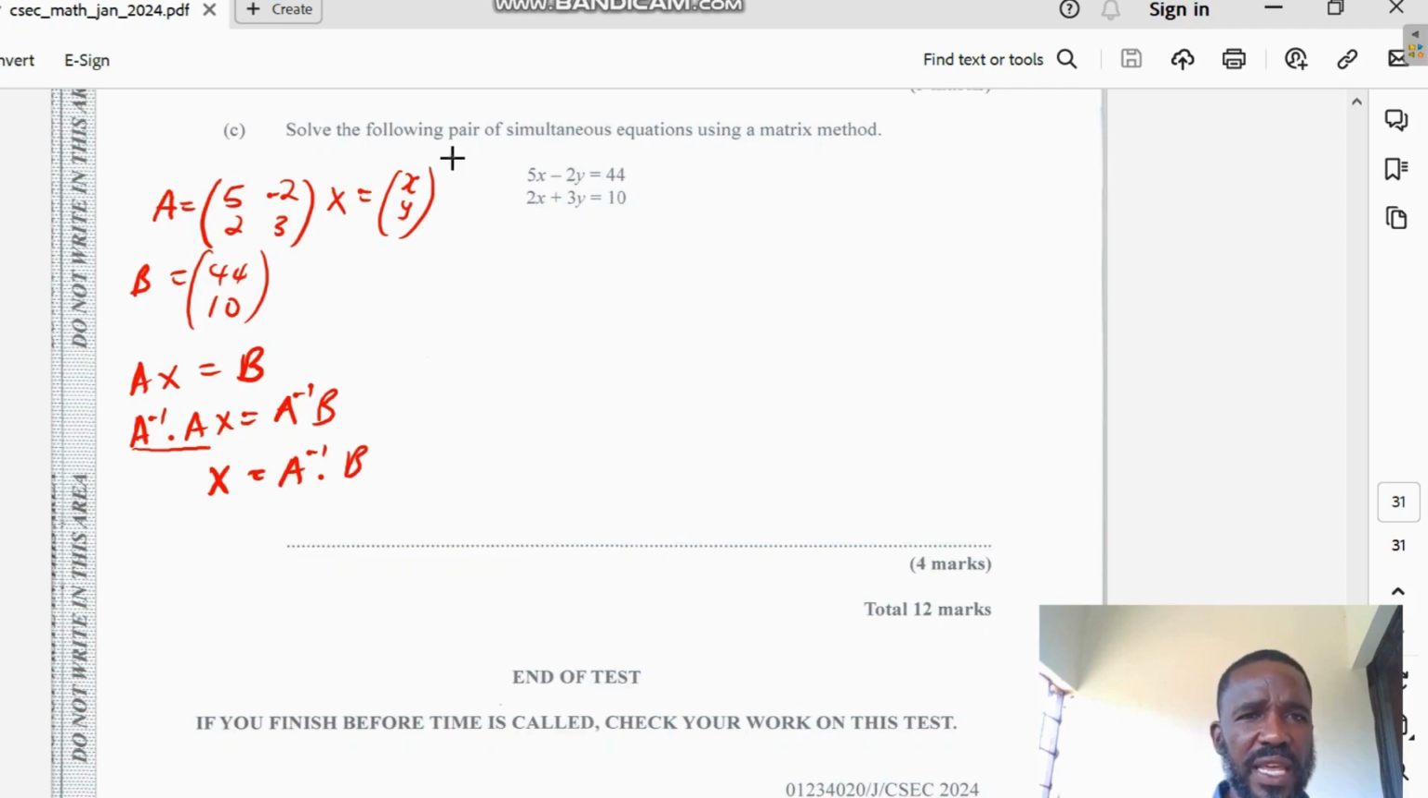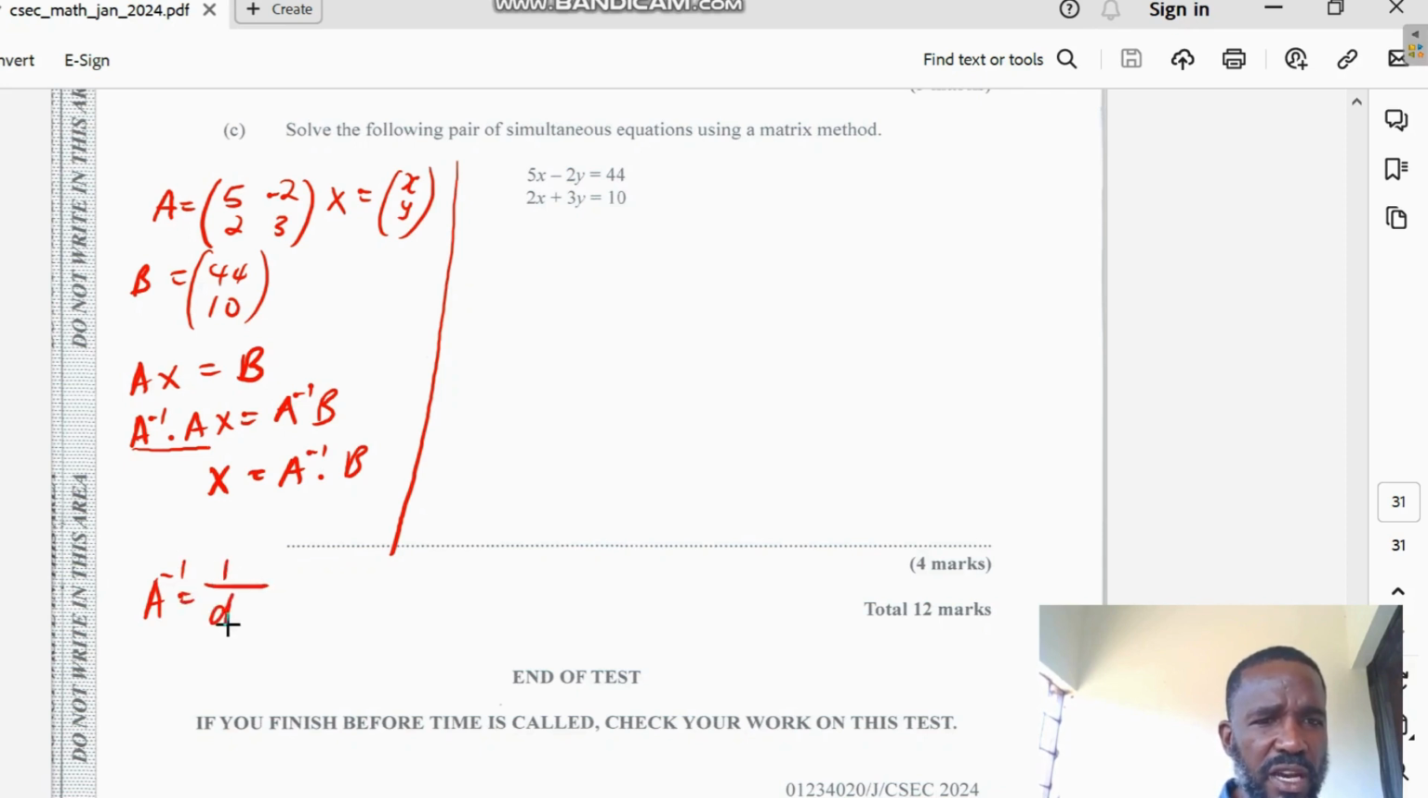How do we go about finding A inverse? Remember now, A inverse is equal to 1 over the determinant of A times the adjoint of A. So that's how we go about finding the inverse of a matrix. How do I go about finding the determinant of a matrix? That is the question we need to ask here. So A inverse is equal to 1 over the determinant.